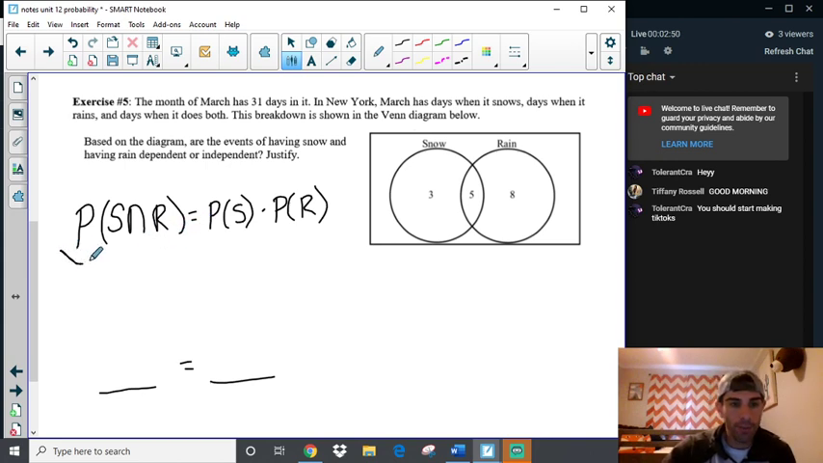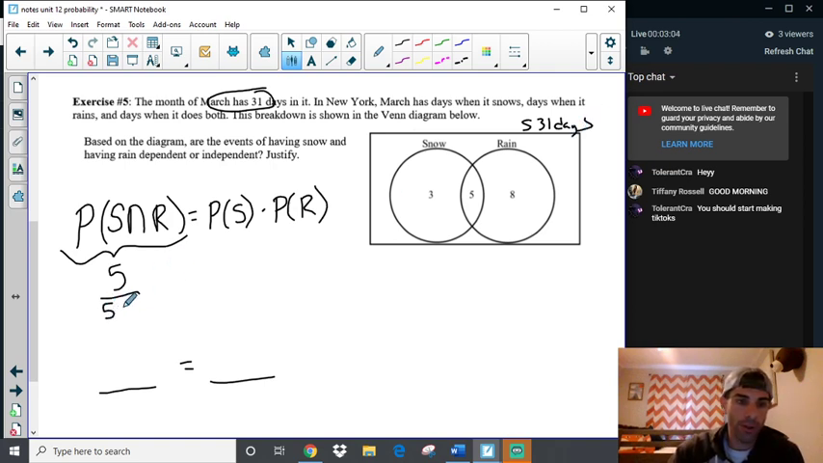So here it is, the probability that it's going to snow and rain. So remember, it's a fraction. What I want will go on top, and the total gets the bottom. Now, in this case, they told me the sample space had 31 days in it, so it's going to be 5 over 31.